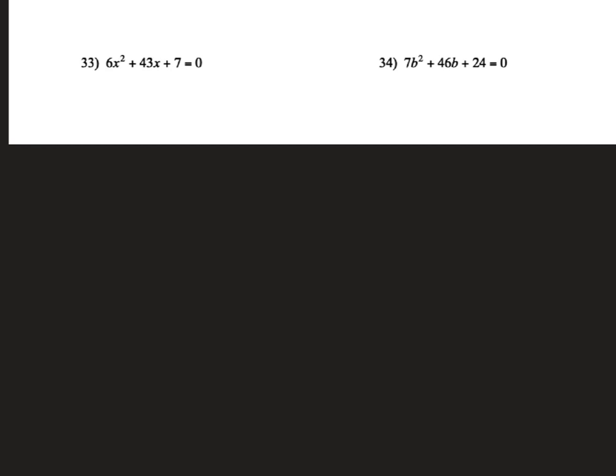So let's pick on 33. Let's multiply the first and the last. We're going to do one question here. So that's going to be 42x squared. And then we want to add to 43. Now, those only have a difference of 1. So I know that 1 and 42 right away will work, because 1x plus 42x is 43x, and 1x times 42x is 42x squared.